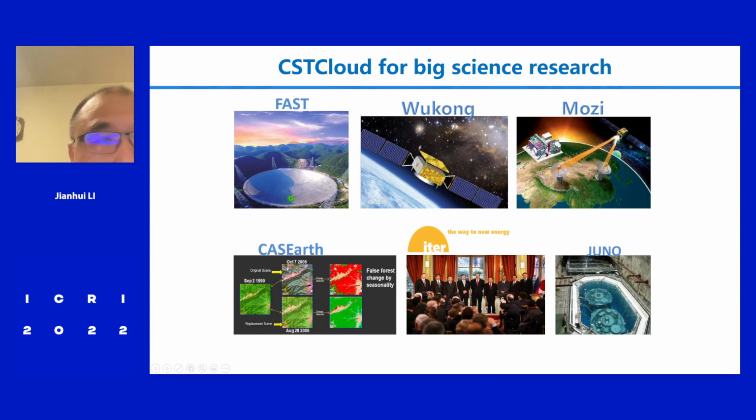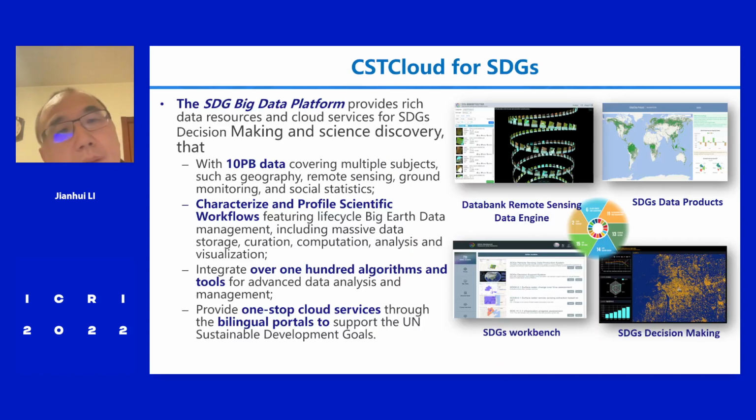So for example, these are big astronomy facilities, I mean the FAST telescope and even satellites, and this is CAS Earth and some high energy physics and international cooperations. This is also the showcase for the SDG, Sustainable Development Goals. So we support SDG big data platforms, with more than 10 petabytes of data to provide to the users. The user can access data, analyze data, produce data products, and even do some decision making. So this is a showcase.